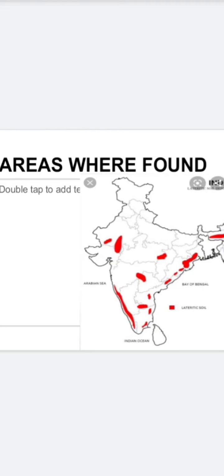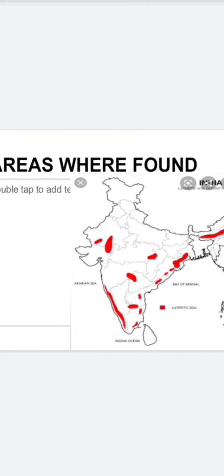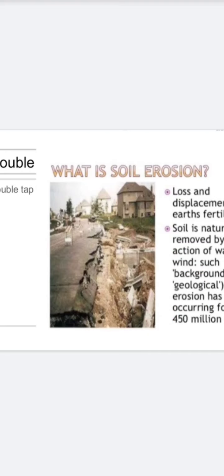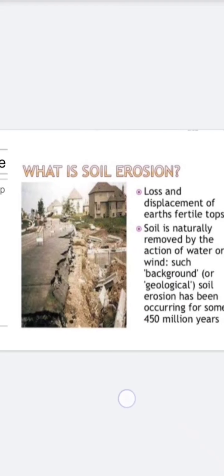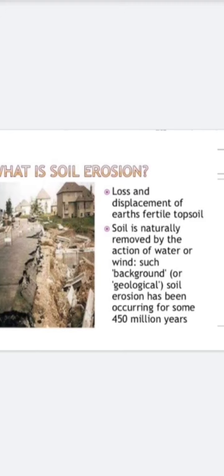Okay. Next we come to soil erosion. Now, what is soil erosion? So, when we are talking about soil erosion, we mean detachment and transportation of soil from one place to the other by various agents, and those agents are mainly wind and water. So, this way soil is getting eroded for millions of years.